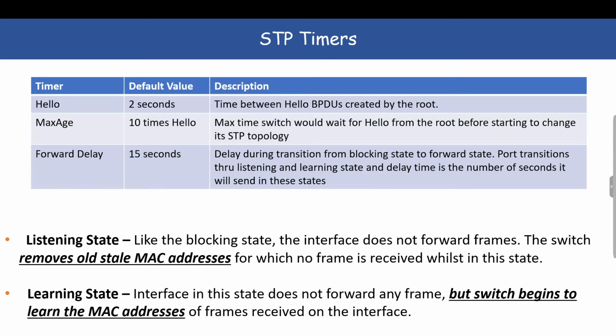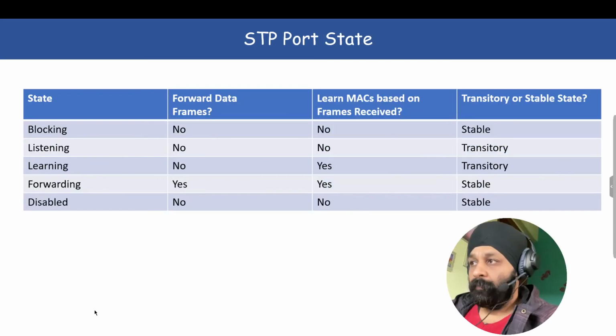So once all this convergence happens, the switch either goes into the forwarding state or the blocking state, whichever state we have just discussed, and once it's through there, it starts to forward the frames, the data packets, again. Now, each of these states that the switch goes through will either not forward the data frames, or will be learning MAC addresses, or will be a stable state or a transitory one.